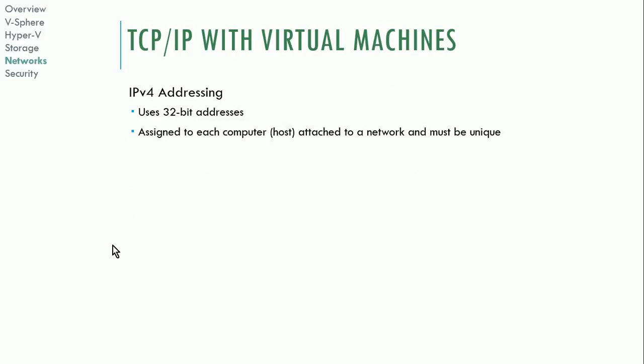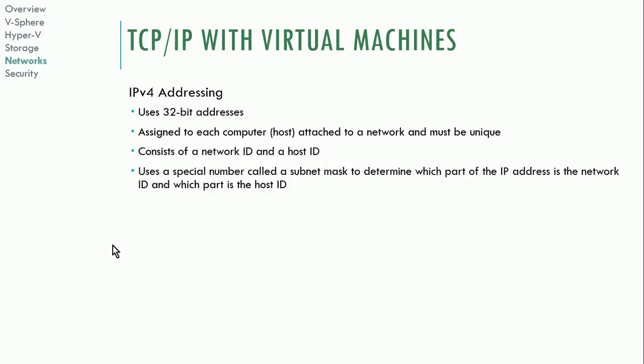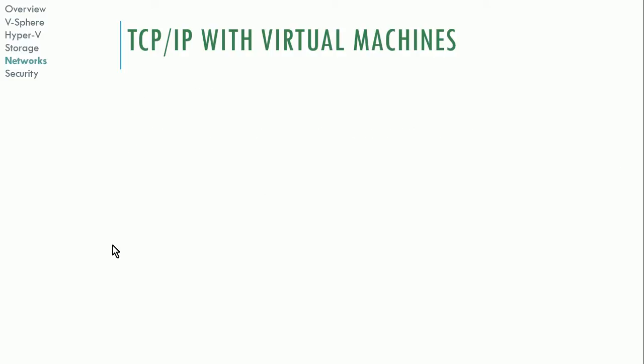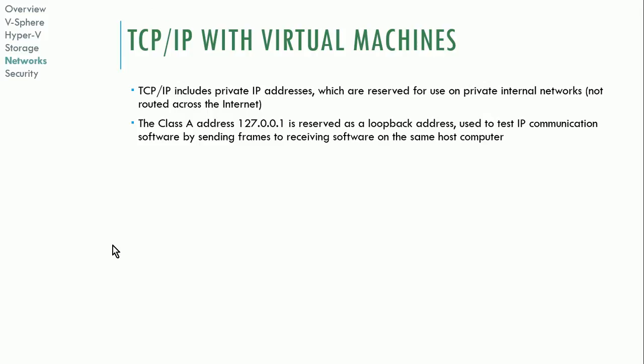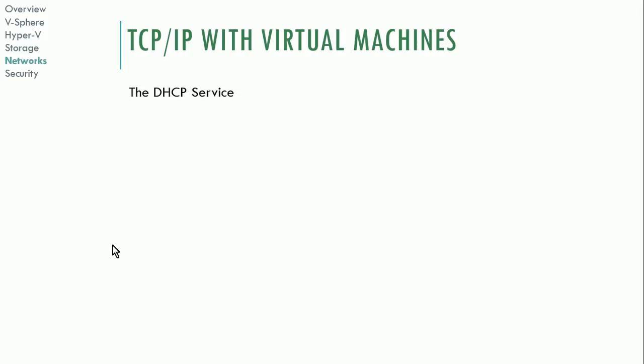So IPv4, you have 32-bit addresses that are assigned to each computer. There's a host portion of the address and a node portion of the address, the two portions of the address that you learn about in subnet masking, for example, which I touched upon earlier. TCP/IP also allows for private IP addresses, and you can also use loopback addresses, which we talked about before.